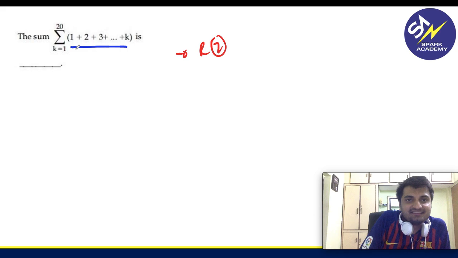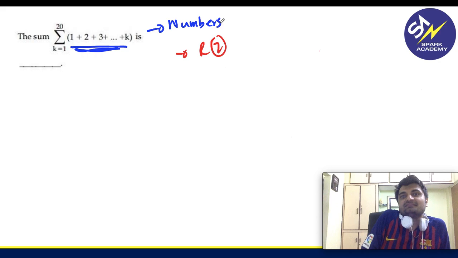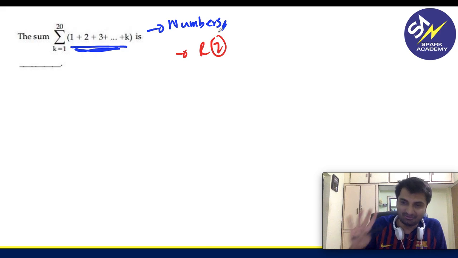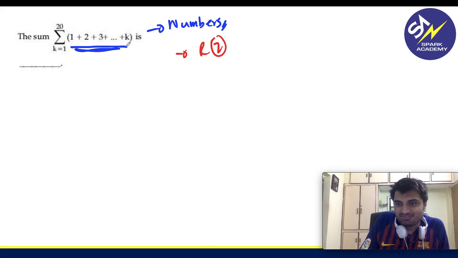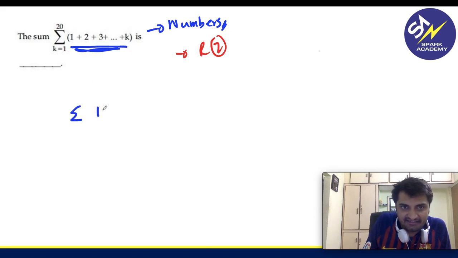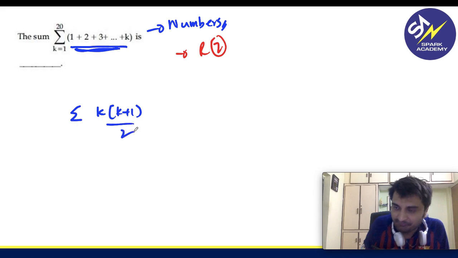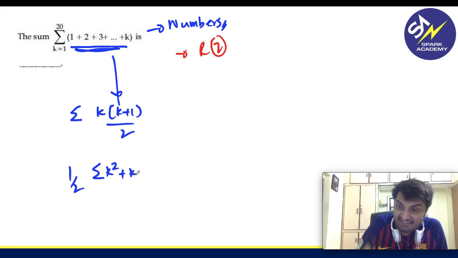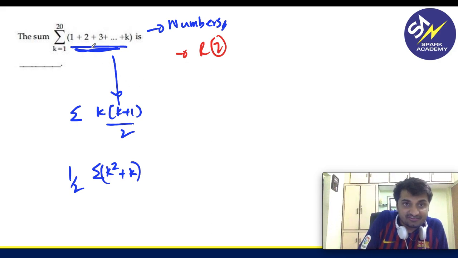How do you write this, guys? This is a simple summation. So this was a numbers-based sum. Since it was numeric type, I have given round 2, but it is actually a round 1 question, guys. So what is the sum to n terms? n into n plus 1 by 2, right? So I can write this as summation k into k plus 1 by 2. That 1 by 2 I'll take out. So 1 by 2 common, k square plus k is what we are getting. So we haven't done summation. This is inside summation.